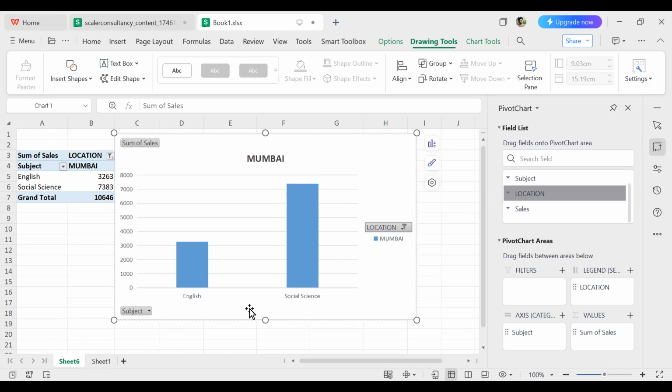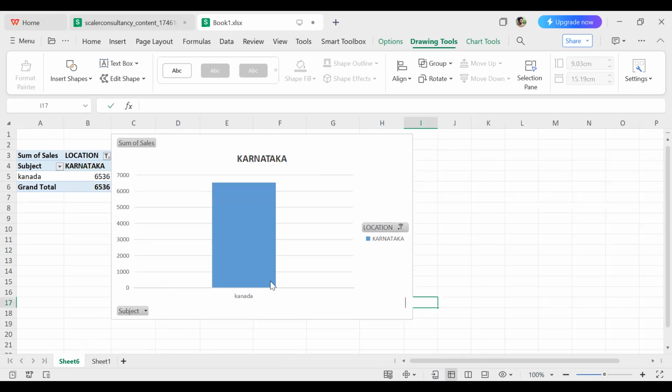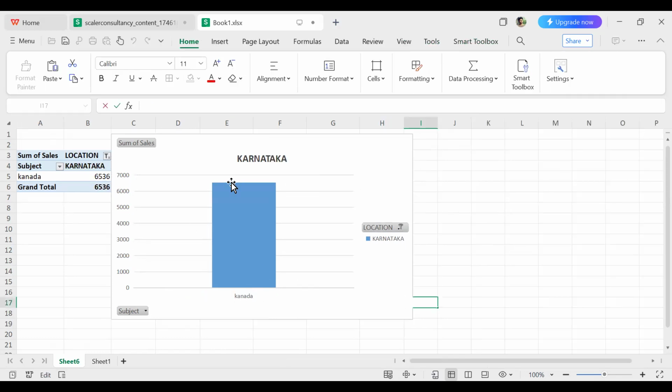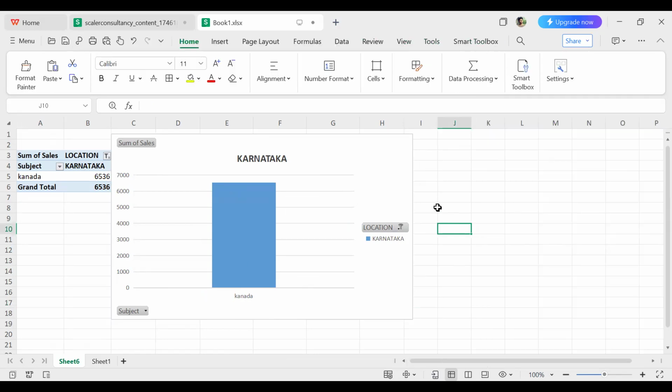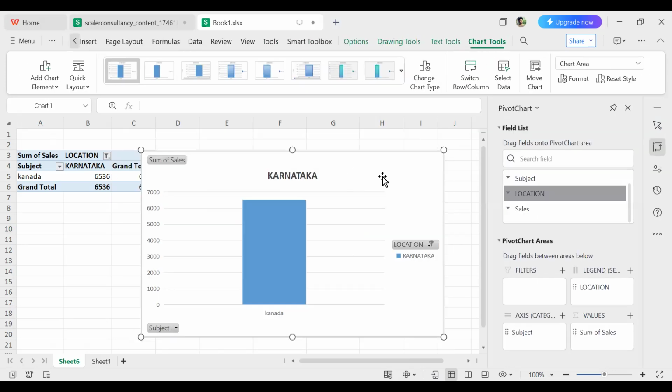In Mumbai also there are two subjects, English and Social Science. Now I would like to know about Karnataka. I click on Karnataka and I get to know the language available is Kannada, and the sale is around 6,500. Now you know what the uses of the pivot table are. Is it clear to you now? Yes, sir. Okay, so everyone can do the same chart today.